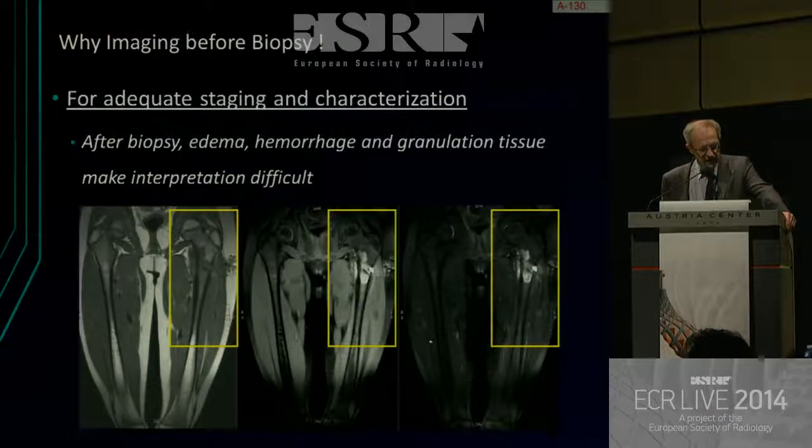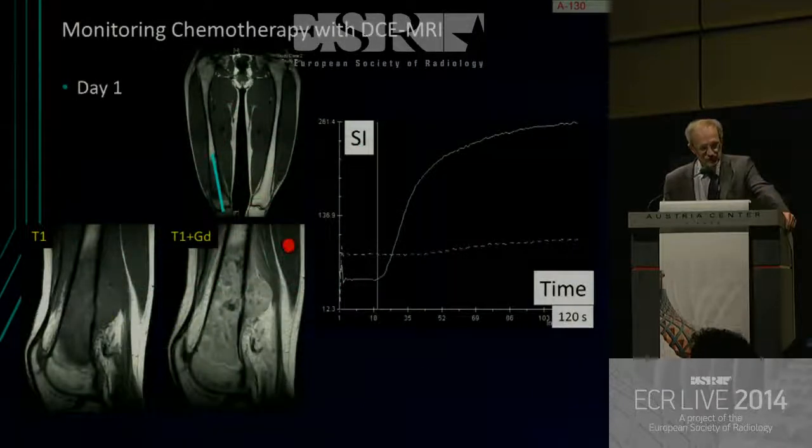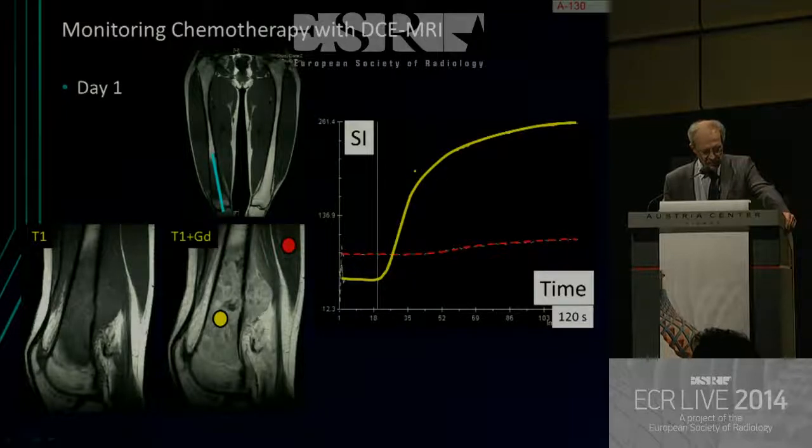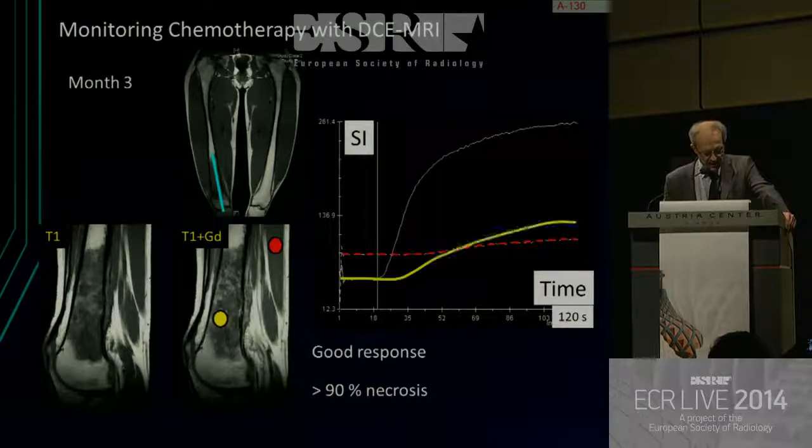And we don't like a biopsy because after biopsy there is a lot of edema, hemorrhage, and granulation tissue, which make interpretation difficult. Now we have to do the monitoring of therapy. And when we have an osteosarcoma or a Ewing sarcoma, we see the patient at day 1, and we will perform a dynamic contrast enhanced MRI showing very high vascularity and perfusion. And then we see the patient after 3 months of neoadjuvant chemotherapy, and you will see a lower enhancement, slow enhancement, and the first pass is very slow. So this is a good response.